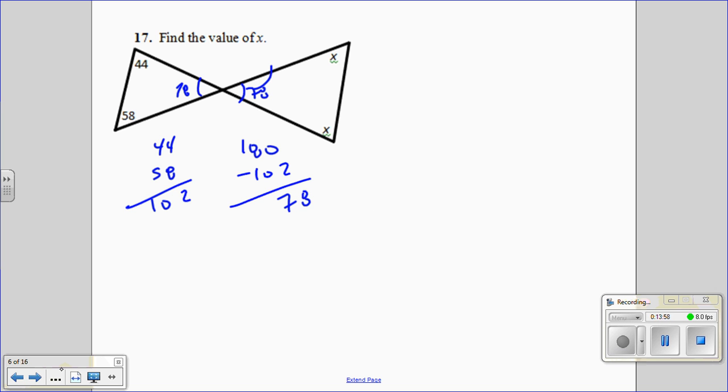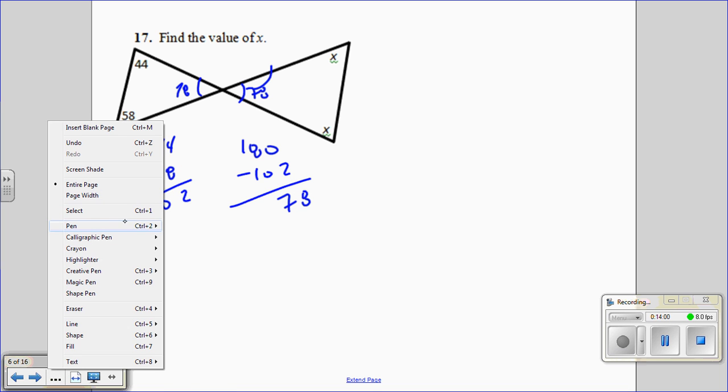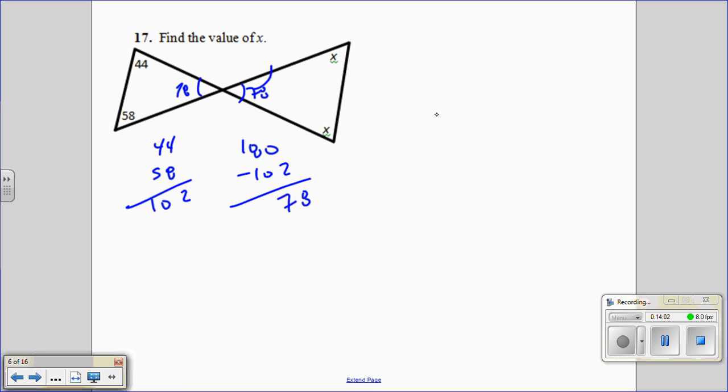And now I know that 78 plus 2 x's is 180. Subtract 78, you would get 2x is equal to 102. And then divide by 2, so x is equal to 54.